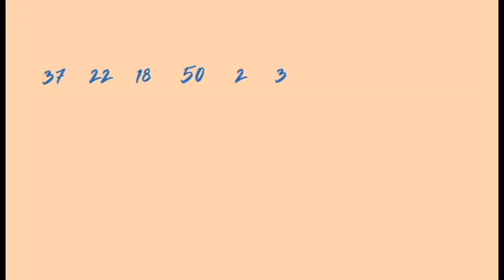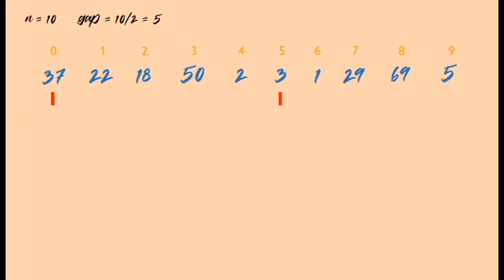So here's the first example. We have 10 elements and the gap is 10 divided by 2, which is 5. Since the gap is 5, we're going to compare the first number, which has an index of 0, and the second number, which has an index of 5. Just add the gap to the index of the first number so that you can find the second number.